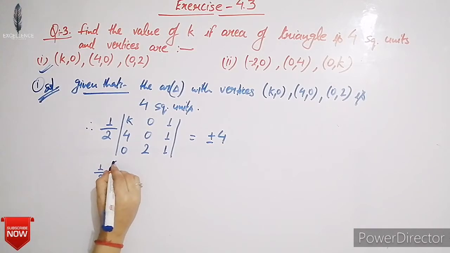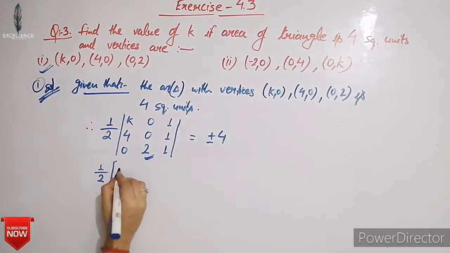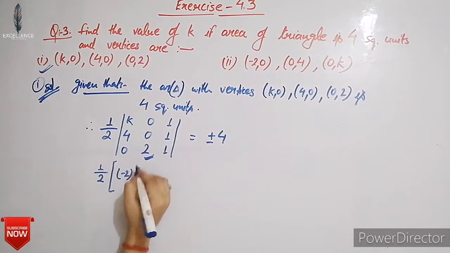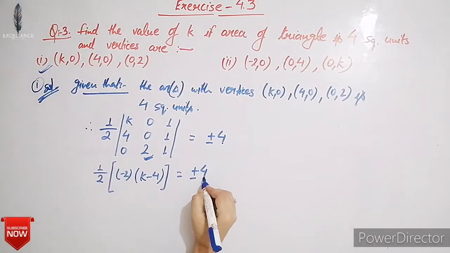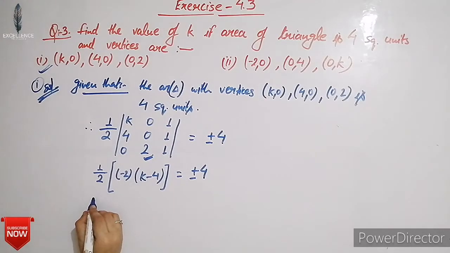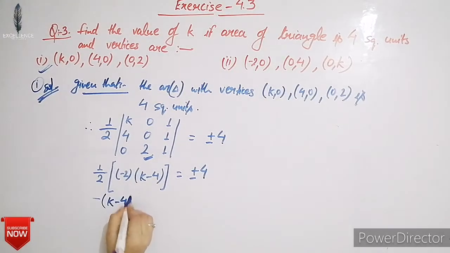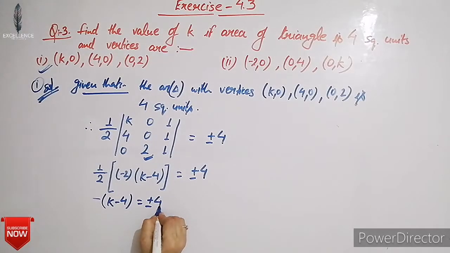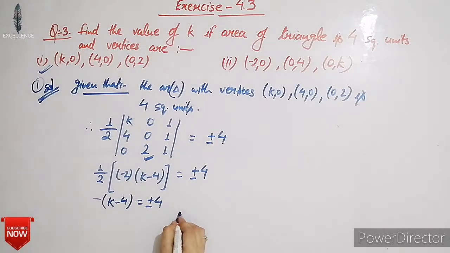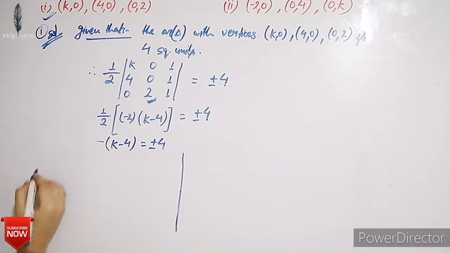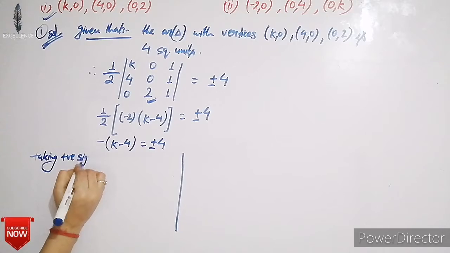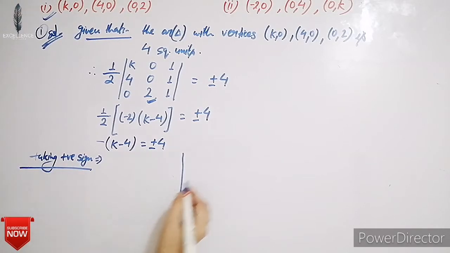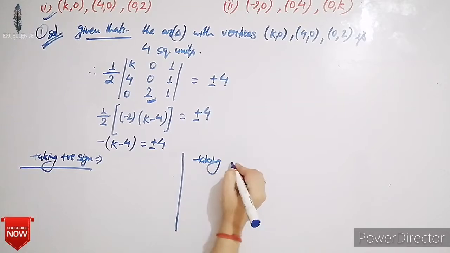We take both cases. So here 1 by 2 expanding along C2, then we get minus 2 into k minus 4 is equals to plus minus 4. That is equals to minus k minus 4 is equals to plus minus 4. Now here we have two cases. First, taking positive sign, and here taking negative sign.